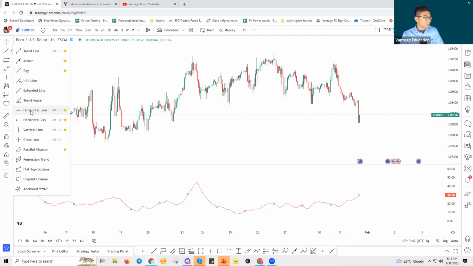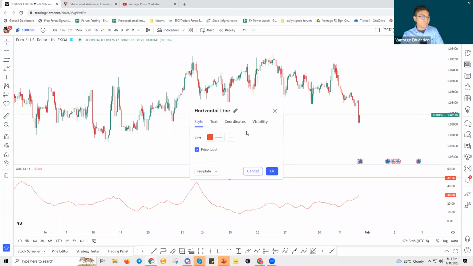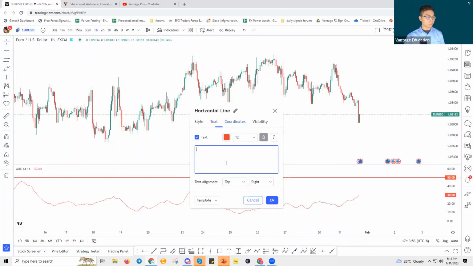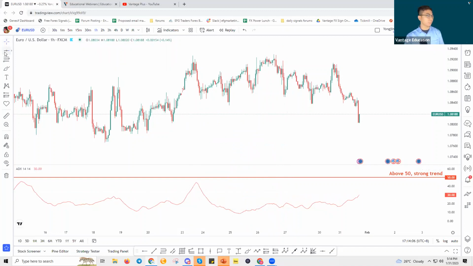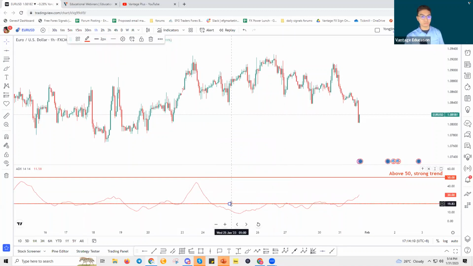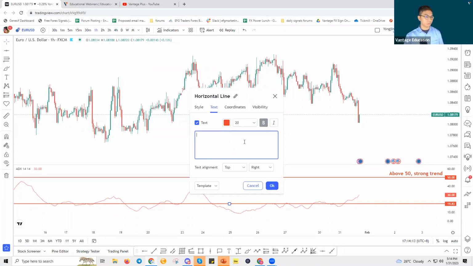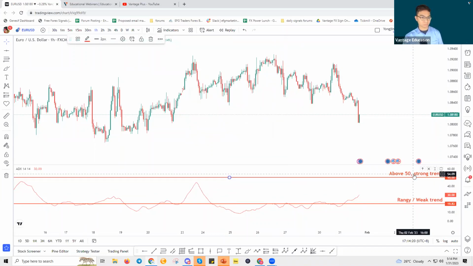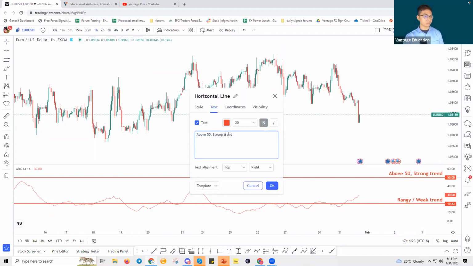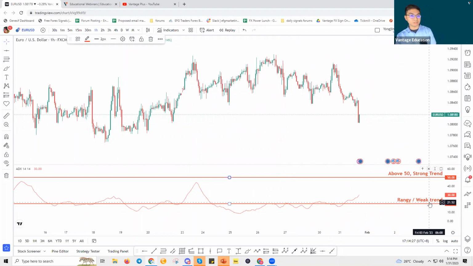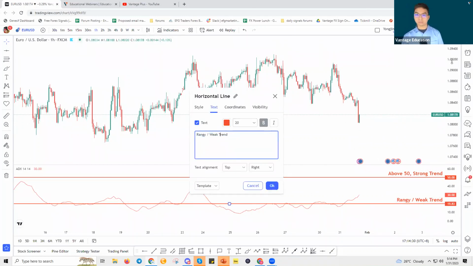Okay, nope. So let me draw a horizontal line at the 50 value. Coordinates 50. Anything above 50 is strong. I'll just add a text in: above 50, it's a strong trend. Let me increase the size. Above 50, strong trend. And below around 20, it's a range market, pretty much in a range. So rangy or weak trend. I just have a bit of OCD, I like things to be very clean. Weak trend. All right.